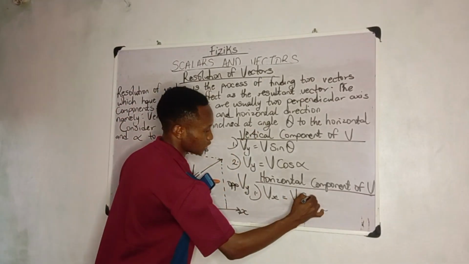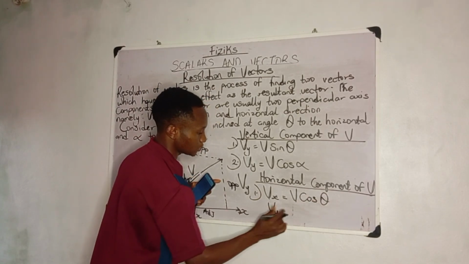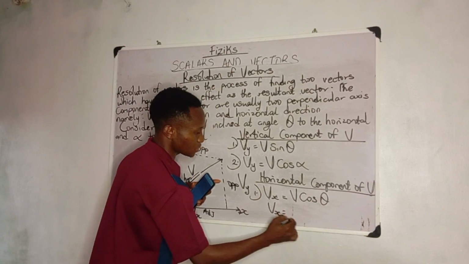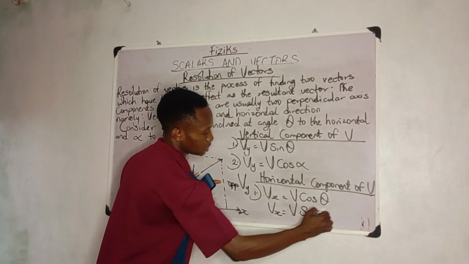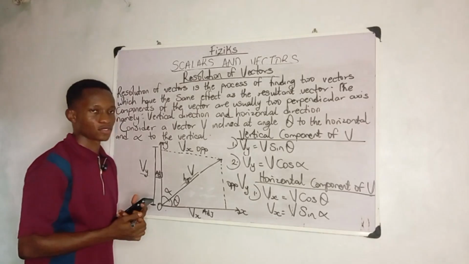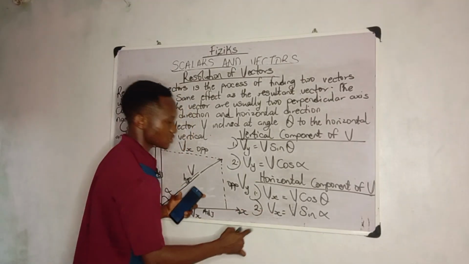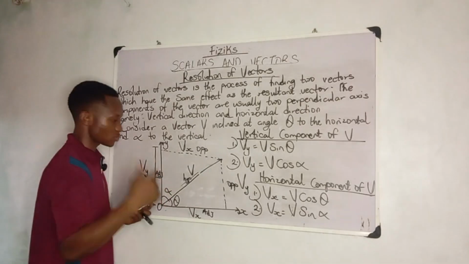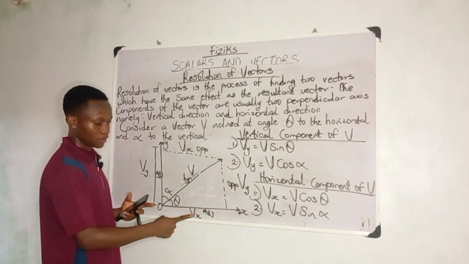So it's going to be V cos theta, while the other one, still the same Vx, will be V sine alpha. That's what it's going to be. And let me show you where it's coming from. It's coming from this. If you look at this, we're focusing on this now.